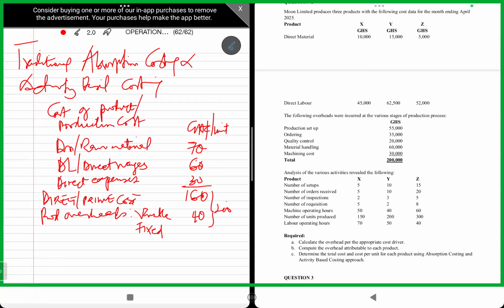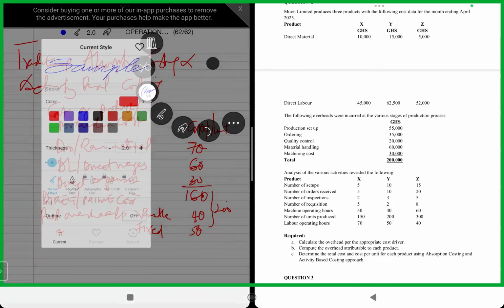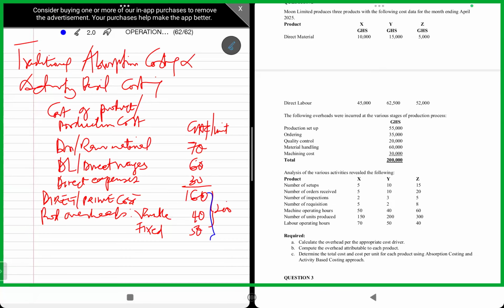When I add the fixed cost, let's say I have a fixed cost of 50. Now the three costs there, I'm using blue. The three costs there will be 160 plus 40 plus 50, which will give me 250. This 250 cedis is called the absorption cost or the full cost of the product.